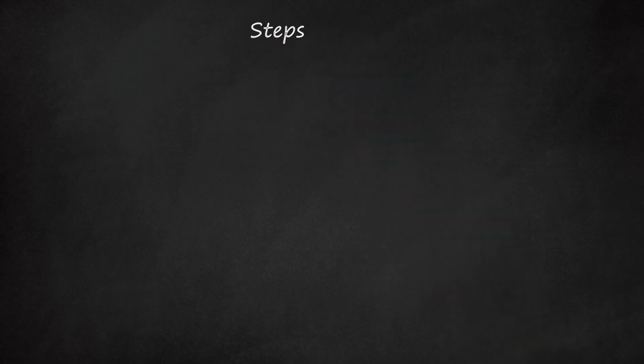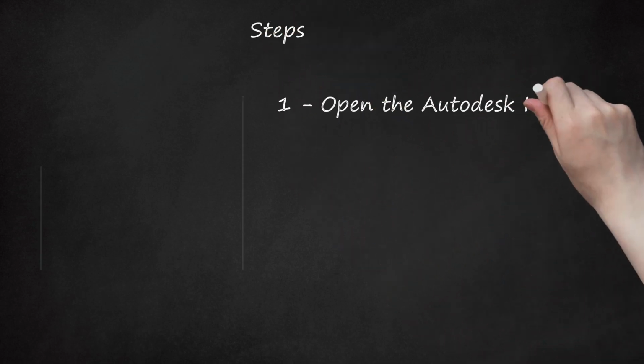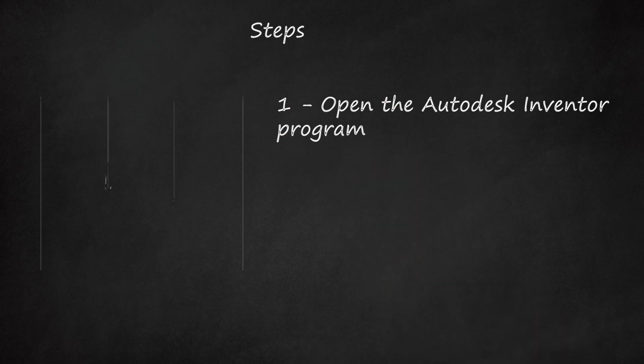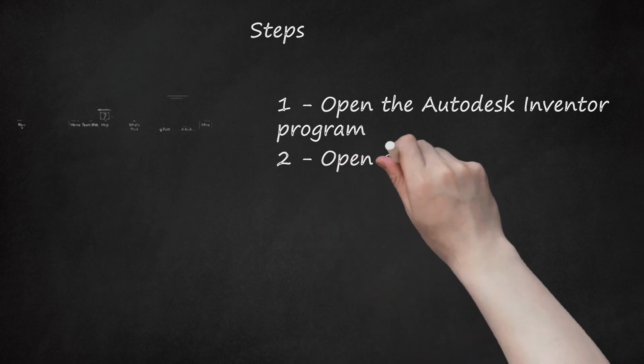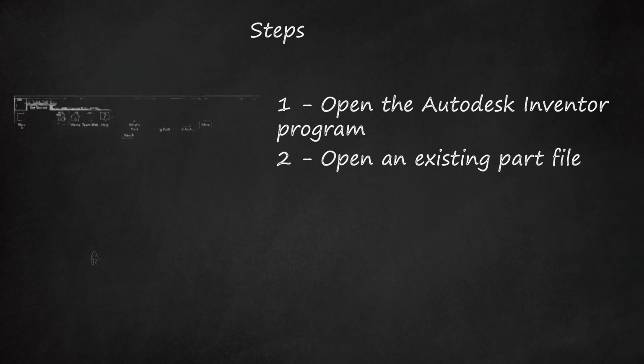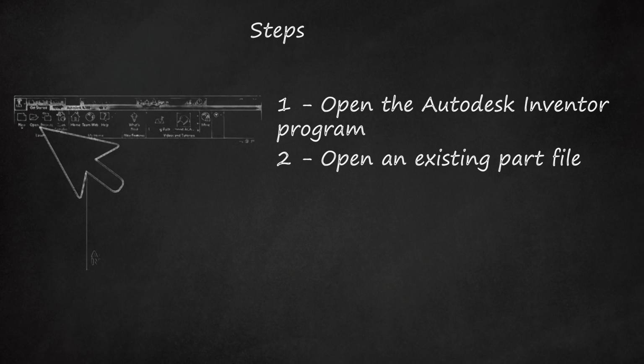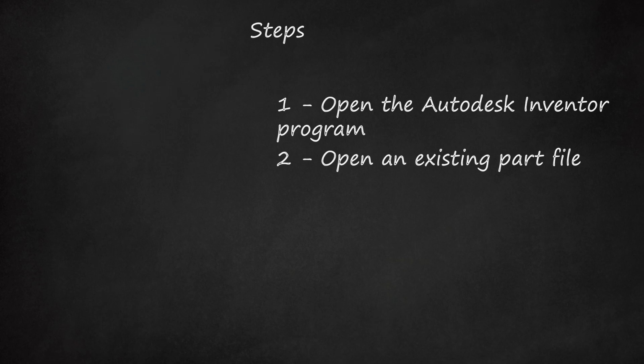Steps. 1. Open the Autodesk Inventor program. This may be done by either clicking on the icon on the computer desktop or locating it through the Start menu. 2. Open an existing part file. In order to extrude text on a given surface, you must first have a part model to extrude text onto. In the upper left corner of the program screen, click on the Open icon to locate and open an existing part file you have created.